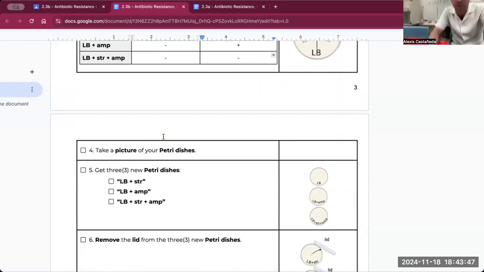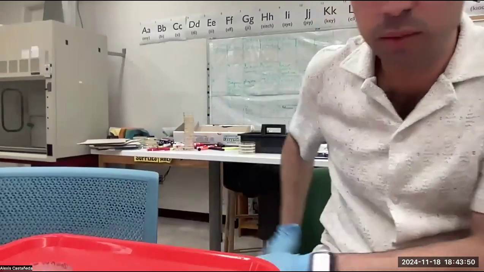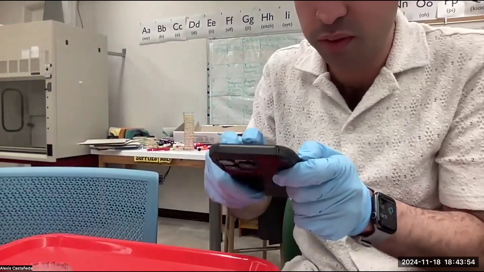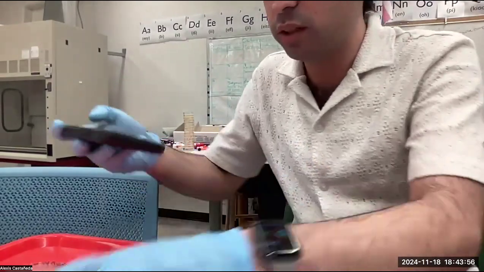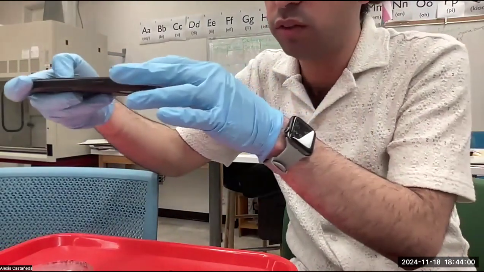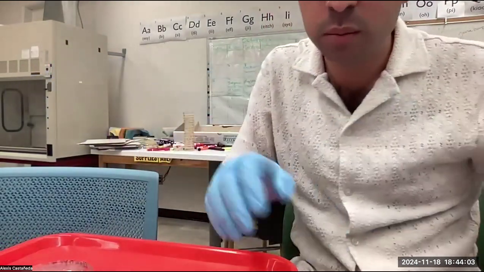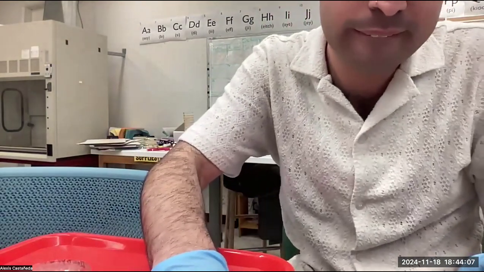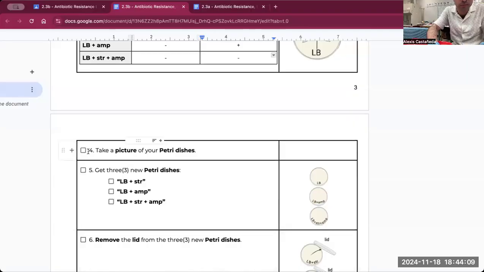So I'm going to take a picture of my Petri dishes with my phone. Usually I would not recommend that you use your phone while you have gloves on because you want to make sure that you don't contaminate anything. If you have bacteria on your hand and then you use your phone, now you have bacteria on your phone. But I am going to take that risk just for you all. Okay, so we took a picture.